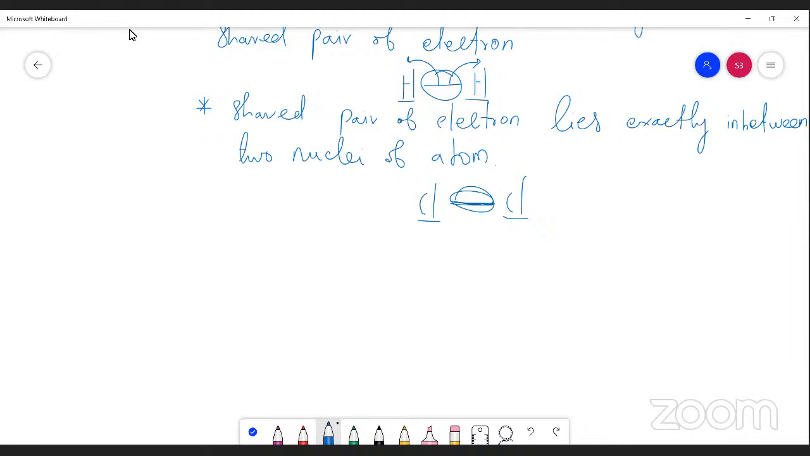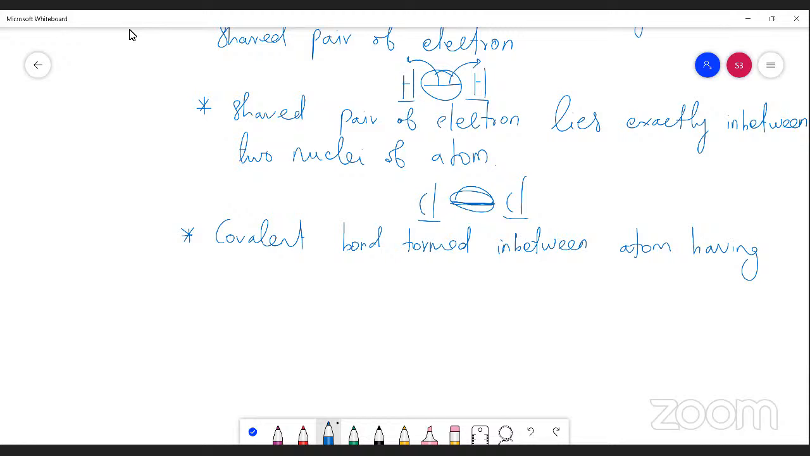However, in case of a covalent bond formed between atoms having different electronegativity, different electronegativity of atoms.